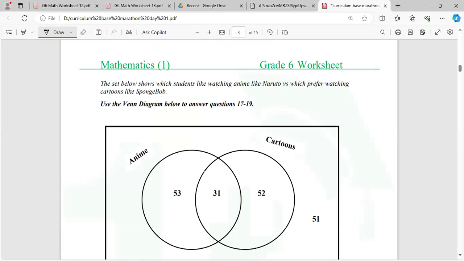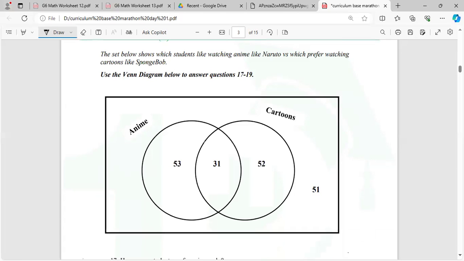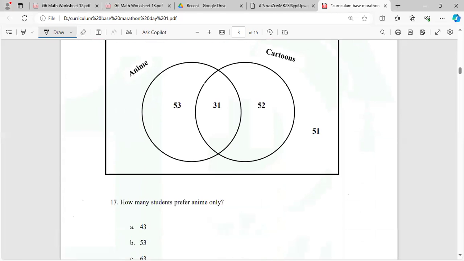It says, we did sets. So many persons were not a part of my class when we were doing sets. We did sets from last year, guys, when we were doing statistics. Alright, the set below shows which students like watching anime, like Naruto, versus which prefer watching cartoons like SpongeBob. One day I should do that in class and see how many persons prefer that. Alright, so they give you anime and the cartoons and they give you the numbers. Let's see what the question says.